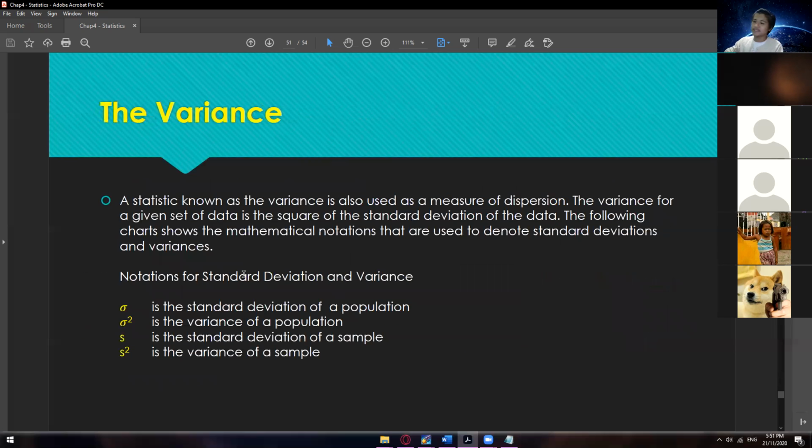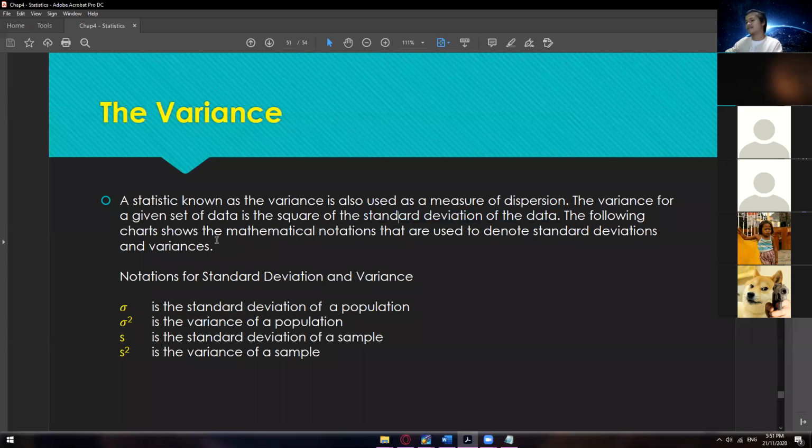And then the last one is the variance. The statistic known as the variance is also used as a measure of dispersion. As you can see, this is also part of the 5 steps, as I said a while ago. This is actually step 6. The variance for a given set of data is the square of the standard deviation of the data. So whatever is the result, let's say the standard deviation of that data, just square it.